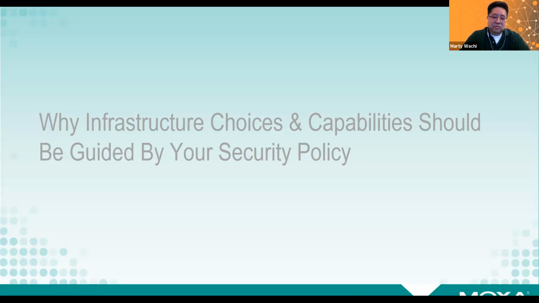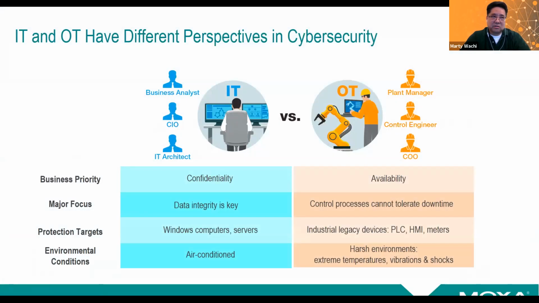So why infrastructure choices and capabilities should be guided by your security policy is really about making sure that the things that you're purchasing from a network infrastructure perspective meet your needs, both today and in the future. And keep in mind that IT networks and IT security policies may not necessarily always translate to OT networking and security policy choices directly, because we're looking at different priorities here in terms of business priorities, focus, what we're trying to protect, and some of the environmental conditions, OT being very different, as I think most of you already know.